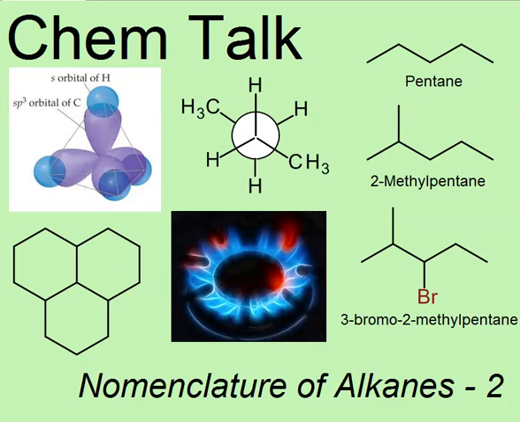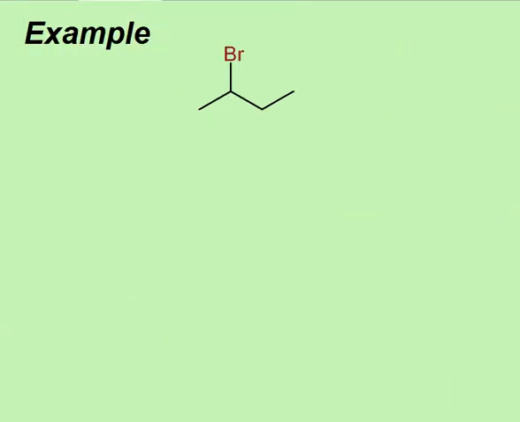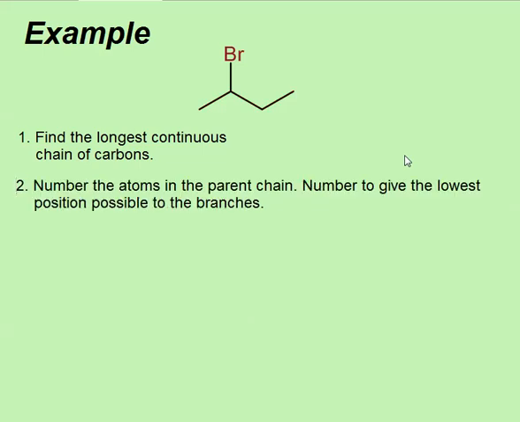So let's continue our examination of the nomenclature of alkanes and look at some extra examples. Now we've got our basic rules down. Of course, the first step is to look for the longest continuous chain of carbons. Pretty easy in this case because it's just 4 carbons in a row. And we want to number that main chain to give the lowest possible numbering to the branches themselves.